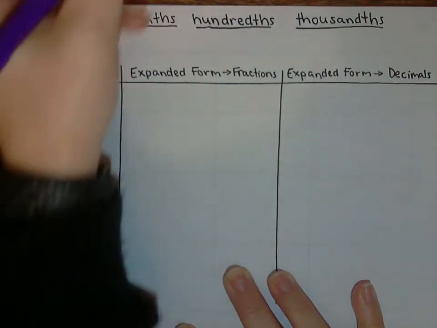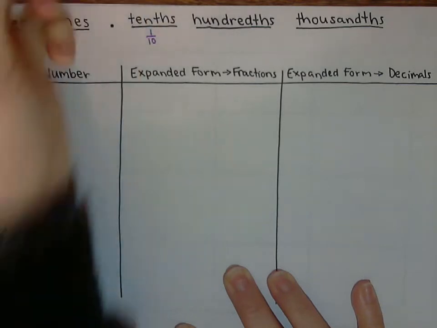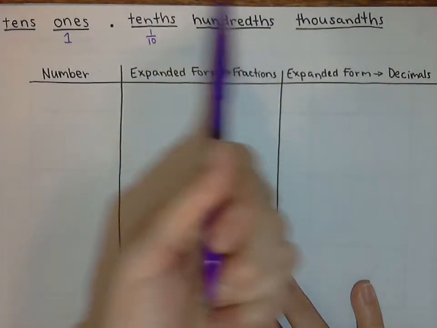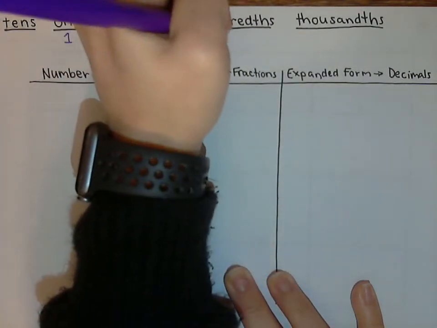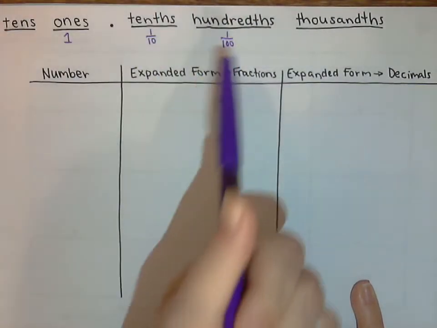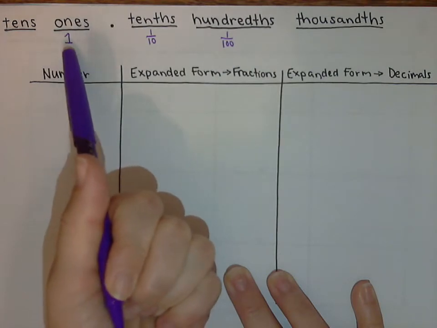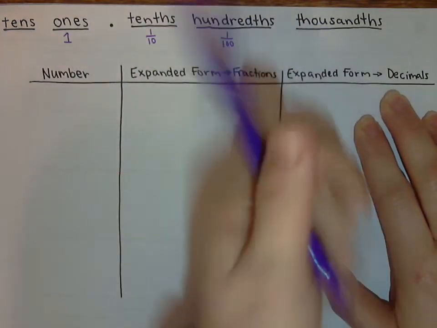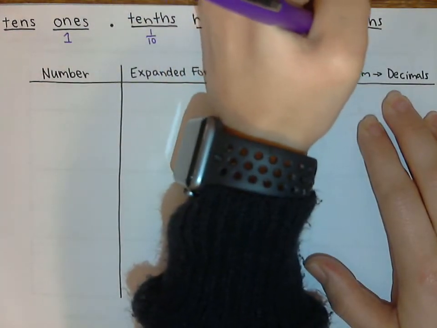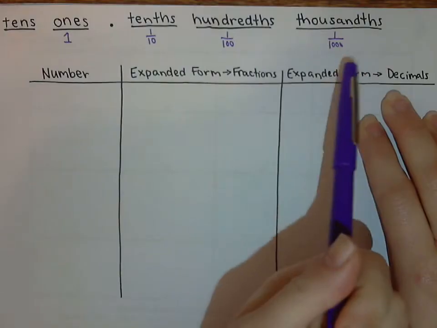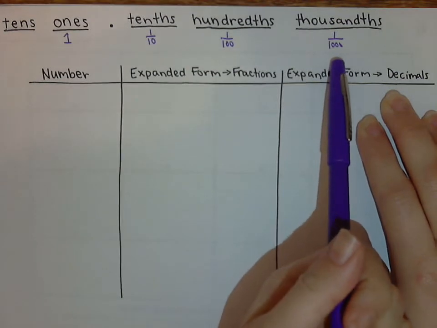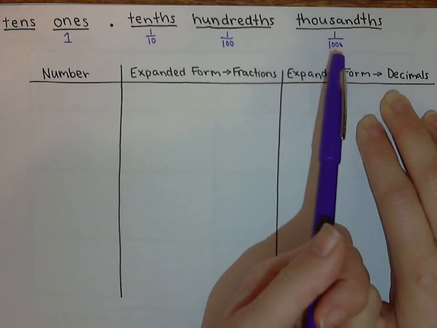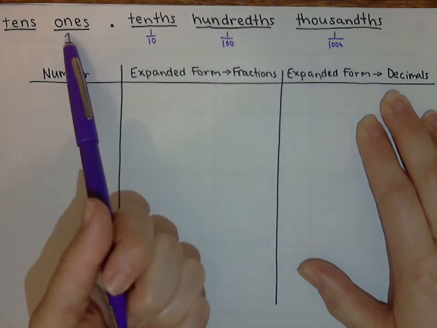We know that a tenth is 1/10 of a whole. We know that a hundredth, 1/100th, is 1/100th of a whole. There's 100 that it takes to make one whole. And we know that 1,000th, 1/1000th, takes 1,000 of those tiny little pieces to make one whole. So it's 1/1000th of a whole.